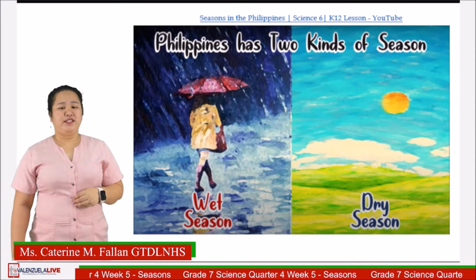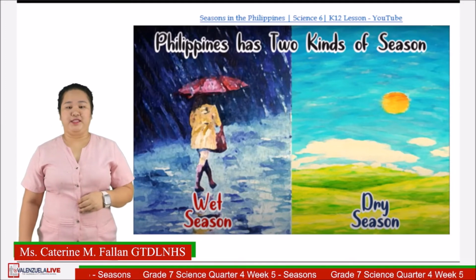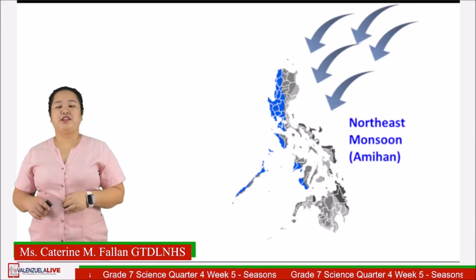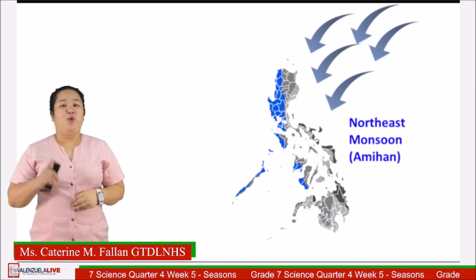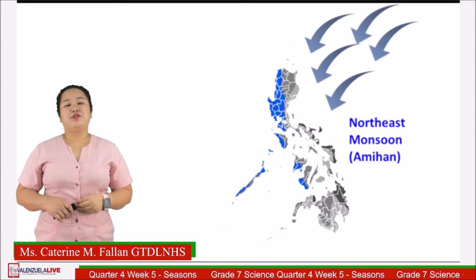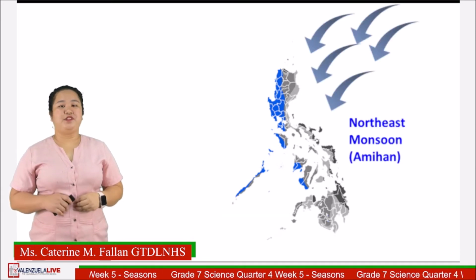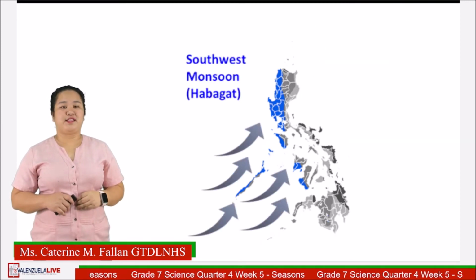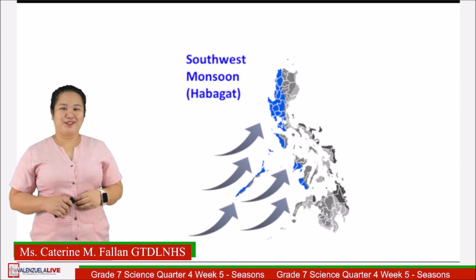But the rainy season does not come at the same time in different places in the Philippines. For example, the rainy season along the western part of the country occurs when the habagat blows, while the rainy season on the eastern part of the country occurs upon the arrival of amihan. In certain places of the Philippines, the dry season is further subdivided into the cool dry season from December to February and hot dry season from March to May.